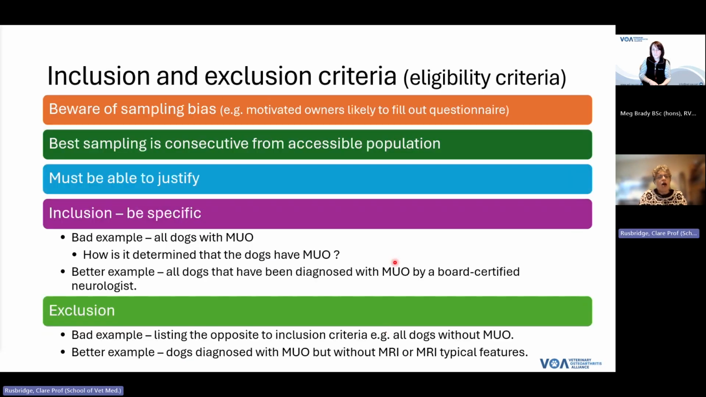So with the inclusion and the exclusion criteria, beware of sampling bias. If you have a questionnaire that you send out on your practice social media, bear in mind that people most likely to fill out the questionnaire are your motivated owners, and therefore they may have that kind of bias. So your best sampling is consecutive from an accessible population. So, for example, going back to the early neutering, perhaps you will look at all of the dogs that were neutered at a certain age in your practice.